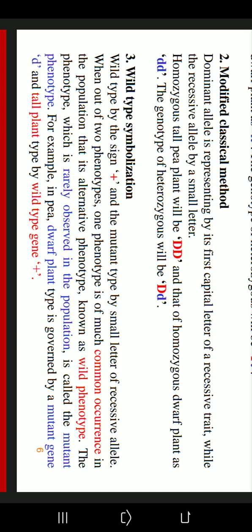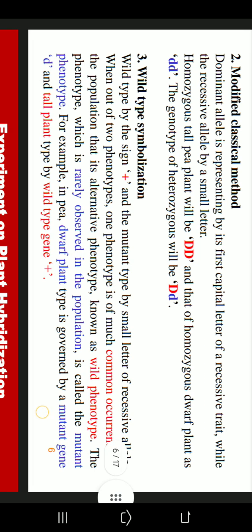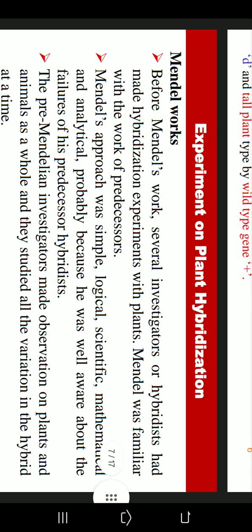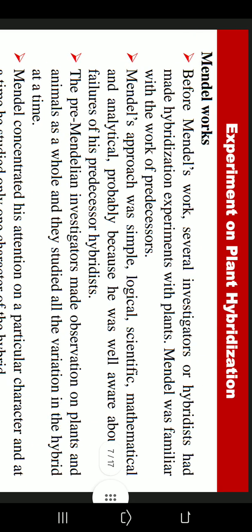The phenotype which is rarely observed in the population is called the mutant phenotype. For example, in pea, dwarf plant type is governed by a mutant gene small d and a tall plant type by wild type gene plus. Then we will learn about experiments on plant hybridization.